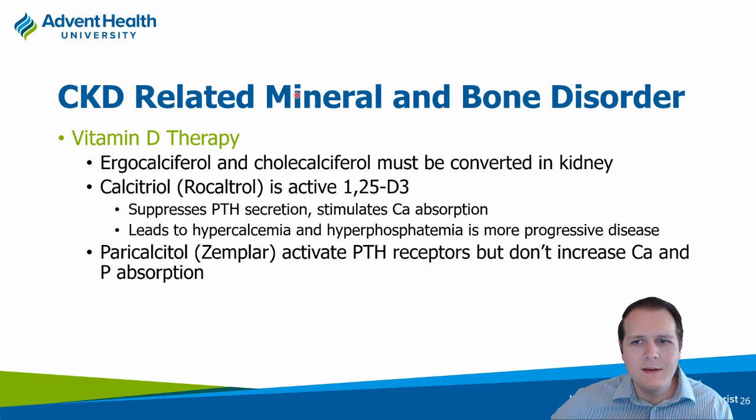In terms of vitamin D therapy, we're going to see that the typical vitamin Ds that we ingest, ergocalciferol and cholecalciferol, have to be converted first in the liver to the first hydroxy form, and then it goes down to the kidneys to get the second hydroxy conversion. So that's the calcitriol that we see as the 1,25-dihydroxy vitamin D.